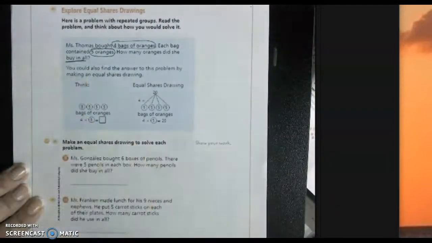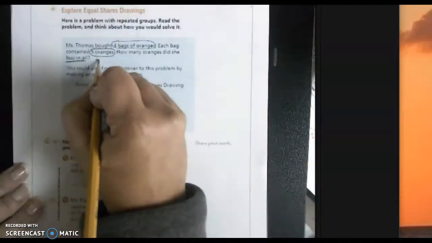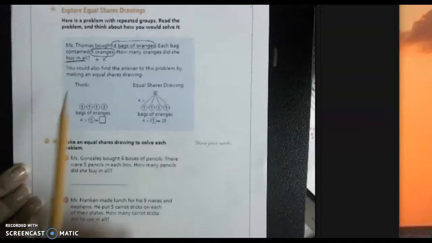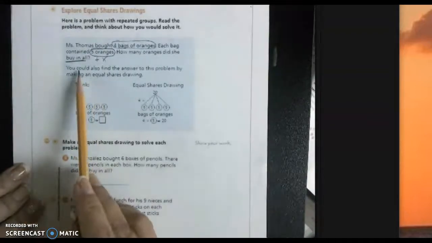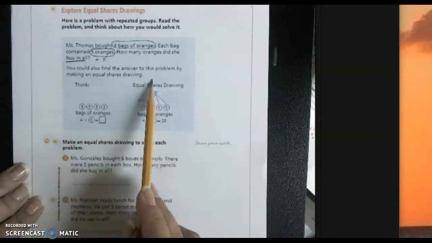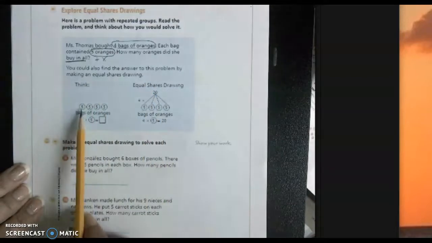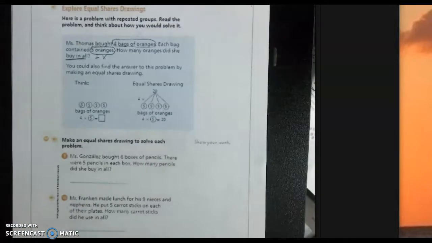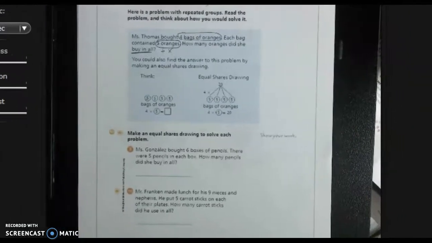We know that the words in all often mean plus, like adding or multiplication. We know our number is going to get bigger when we hear the words in all. You could also find the answer to this problem by making an equal shares group. So here's one way of thinking, like we did yesterday, where we do a circle, a circle, a circle, a circle to represent those 4 bags of oranges. And then we put, in this case, numbers. Yesterday we put actual oranges in them. So today is the dots.